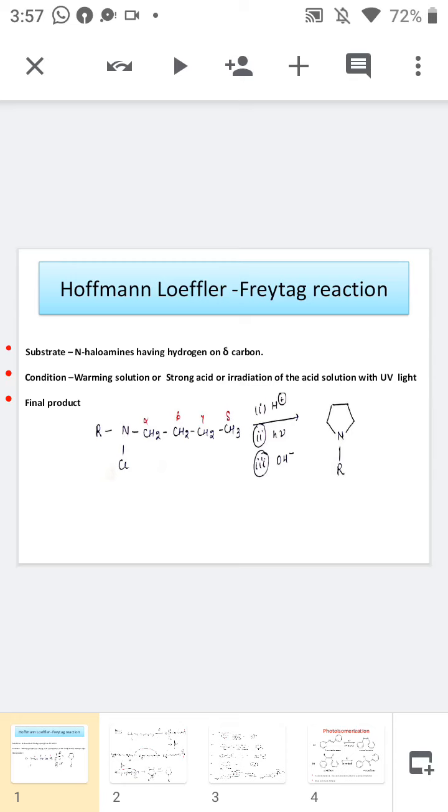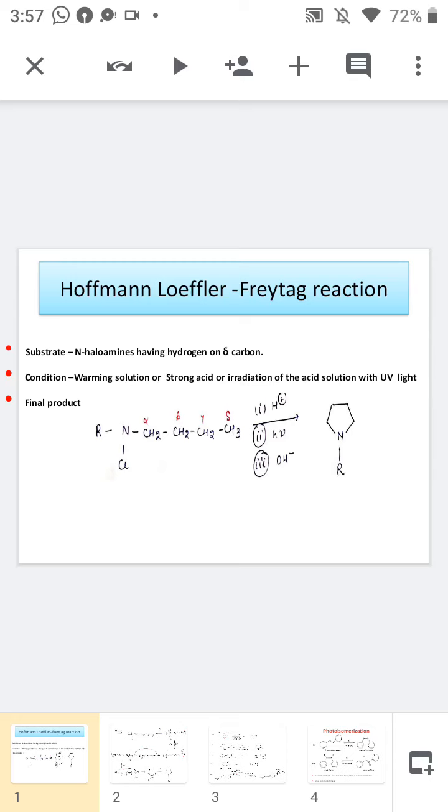Good evening, everybody. Today we will discuss the next topic of photochemistry, that is the Hofmann–Löffler–Freytag reaction. In the Hofmann–Löffler–Freytag reaction, our starting material is an N-haloamine having a hydrogen on the delta carbon.